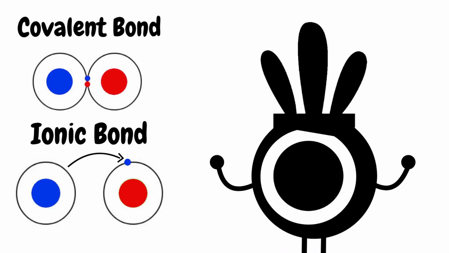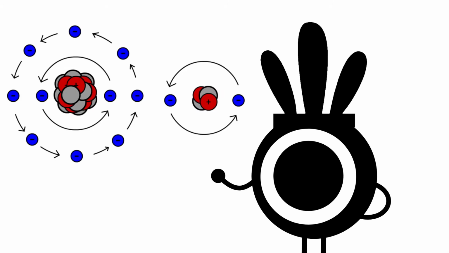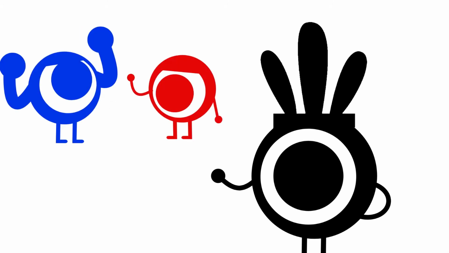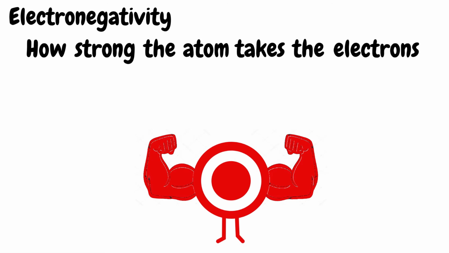And you might be wondering why there are two types of bonds in the first place. Well, as I was saying, not all atoms are the same. An atom can have more or fewer protons, neutrons, and electrons than another. This leads them to have different strengths called electronegativity, or how strongly the atoms take the electrons from another.